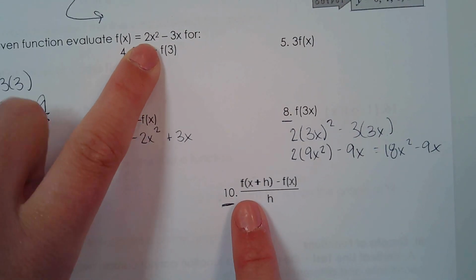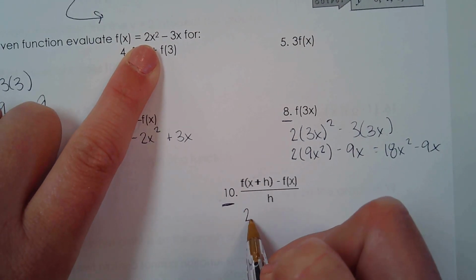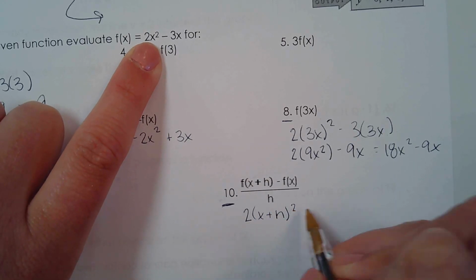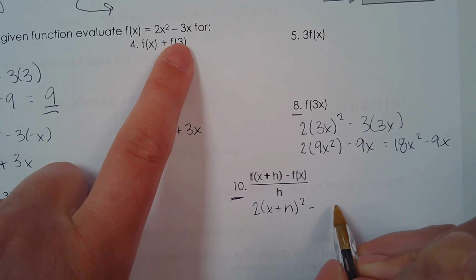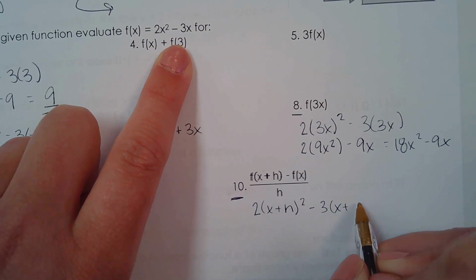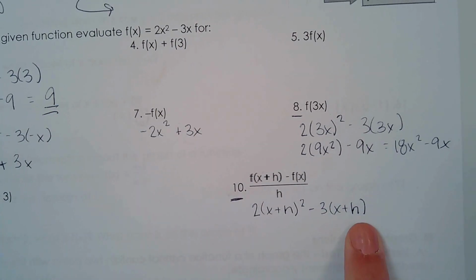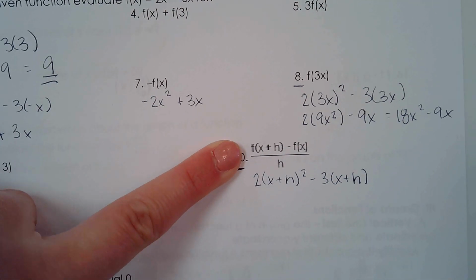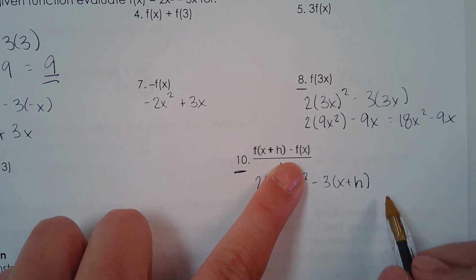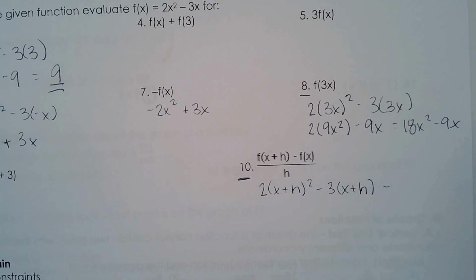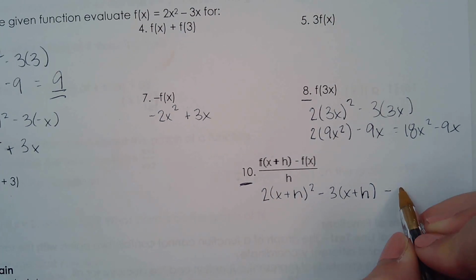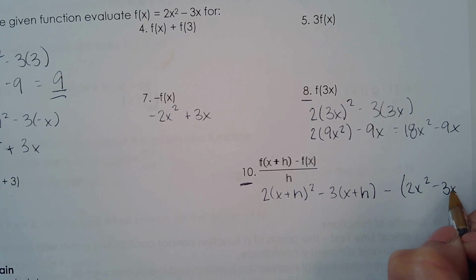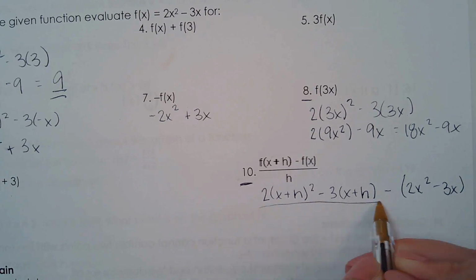So what are we going to have to do when it's squared? Do the box or FOIL, whichever you prefer. Minus 3 times x plus h. So all of that is just plugging in for x plus h. Yeah? Then we're going to subtract, and we're going to just do our whole function because it's just f of x. So I'm going to use parentheses around all that: 2x squared minus 3x. And everything is over h.